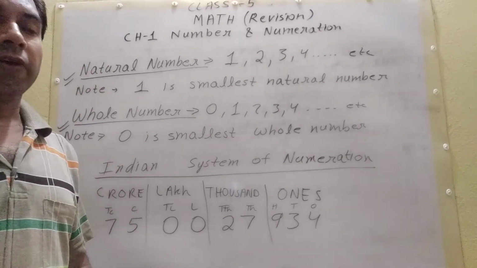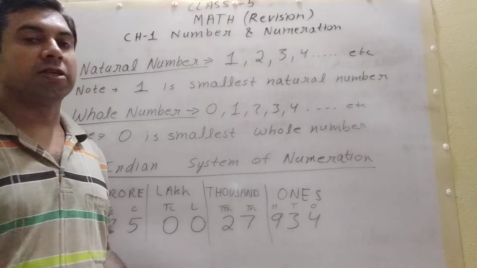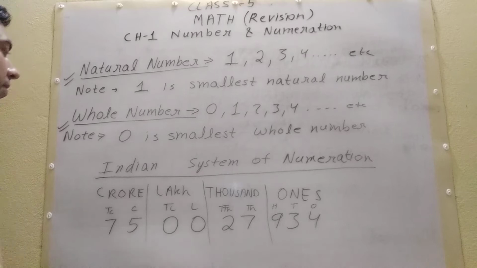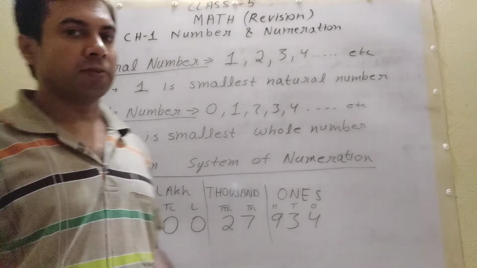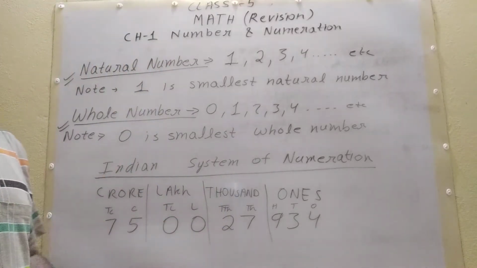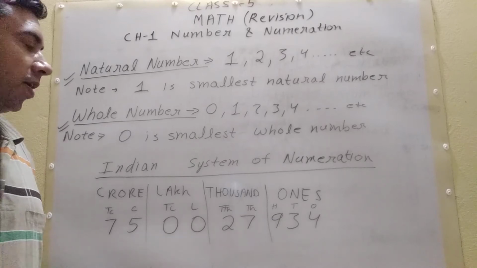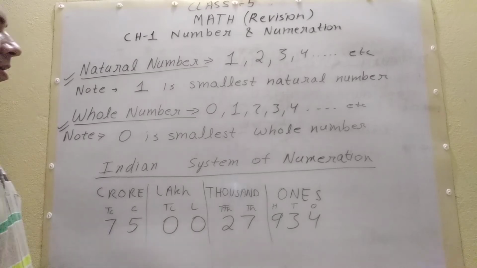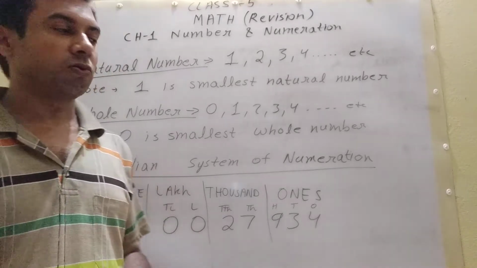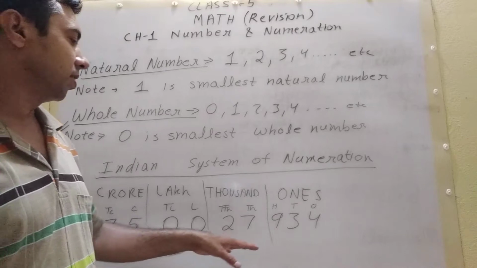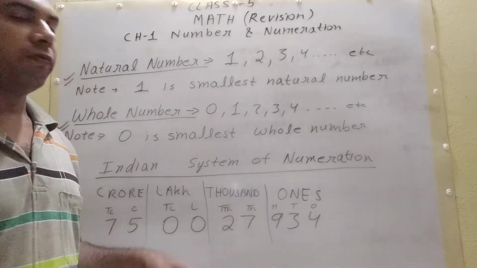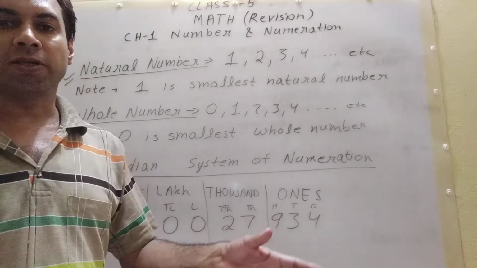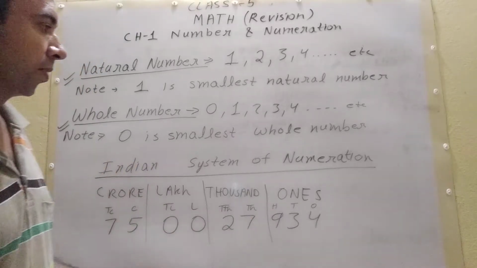Students, when there are large numbers, it becomes difficult to determine the value of digits. So to find out the value of the digits in a large number, we use the number system. There are two types of number system: the Indian number system and the international number system.